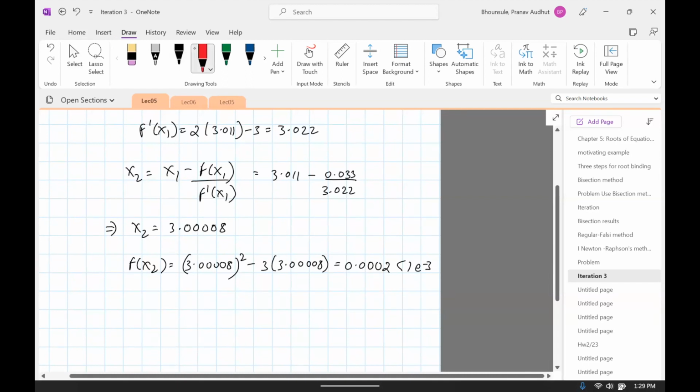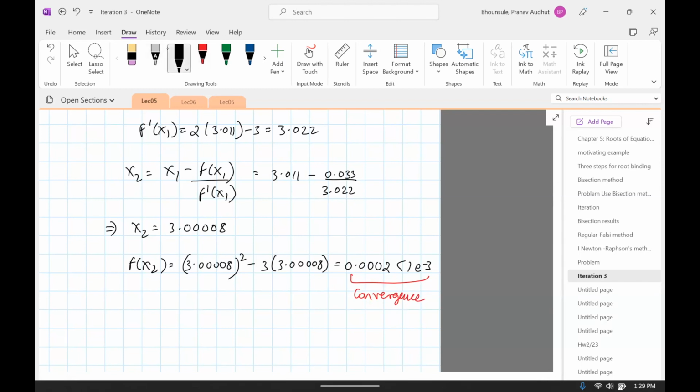This indicates convergence. So we have the root is 3.00008. It took 3 iterations. Okay, so we got a solution in 3 iterations, and we didn't even have to resort to using a computer program. It's pretty fast, from 4 to 3 in 3 iterations.